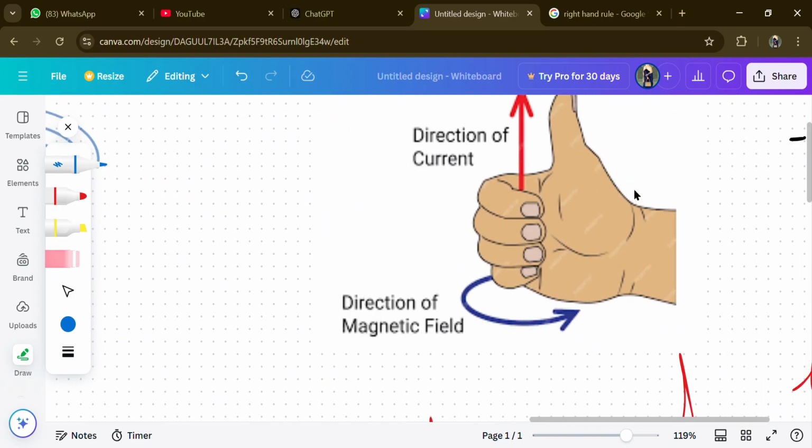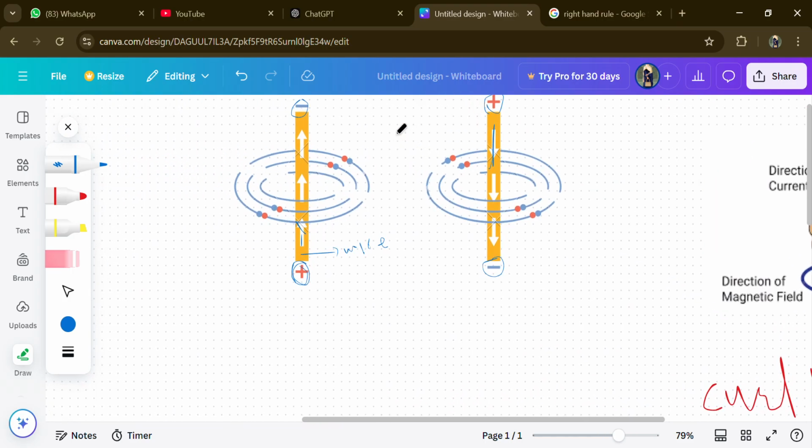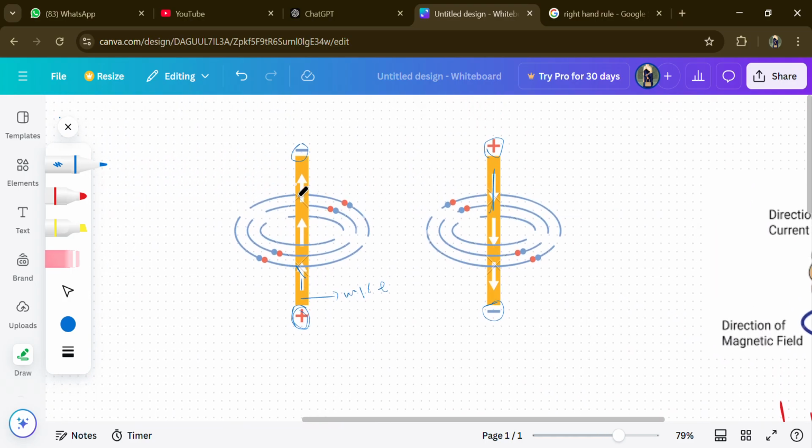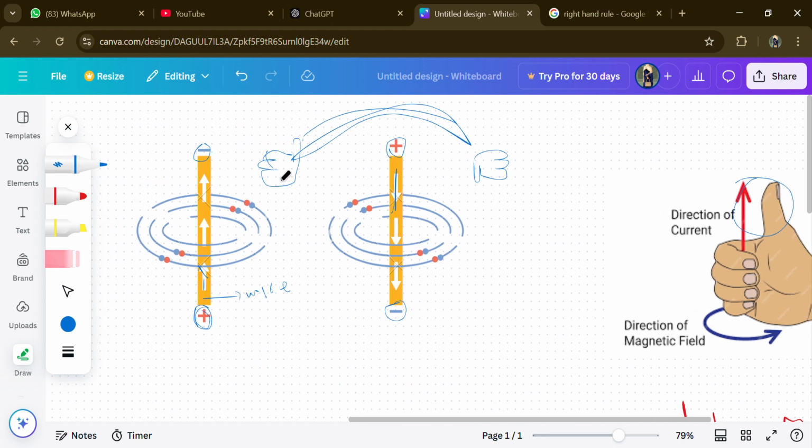What this rule specifically states is that first you need to keep your thumb in the direction of the current. Just suppose here the direction of the current is upwards, so we'll keep our thumb upwards. Our hand is open, and here we'll keep our thumb downwards. Okay, these are the two conditions. Now we need to curl our hand, nothing but just curl our hand.